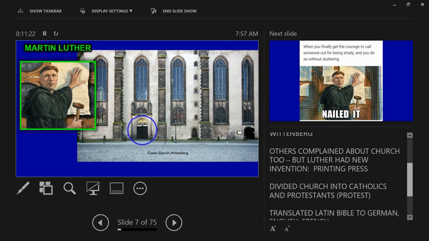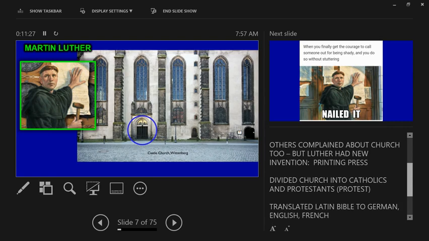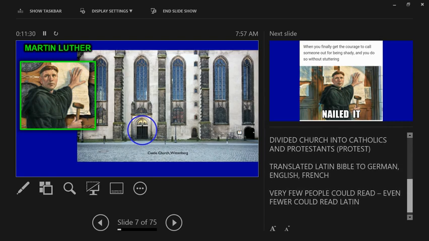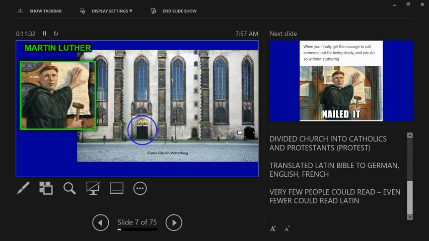So he had this printed and he distributed it among people. And this makes the Catholic Church really angry. And the other thing that he did that really made the church angry is he translated the Bible into German, French, and English. So now the people have the power to read what is in the Bible. The Roman Catholic Church no longer has control over what is in the Bible. People can see it for themselves.